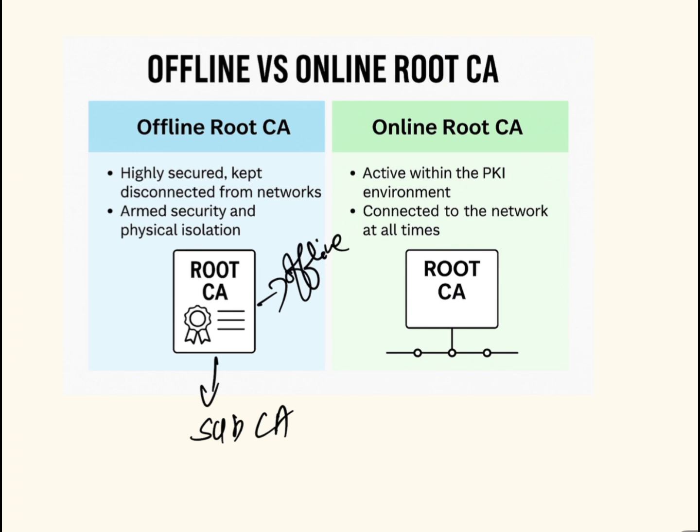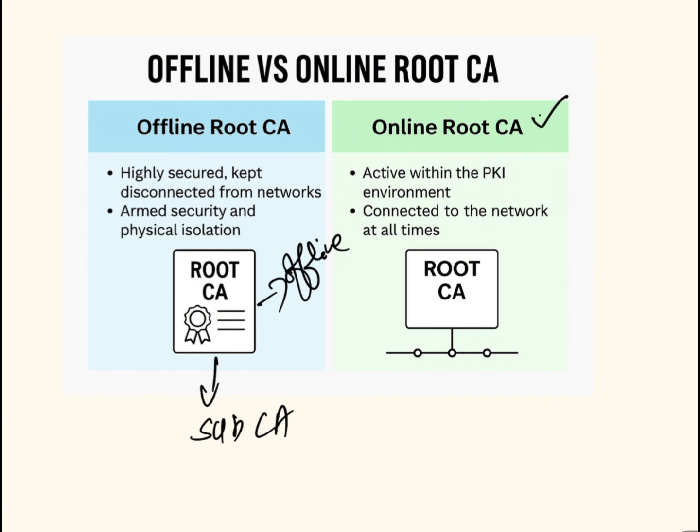Okay, so that is about offline root CA, right? It is only used for internal applications, as I said, VPN servers, Wi-Fi controllers, right? It is only used for internal applications.